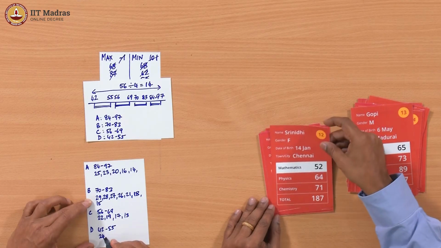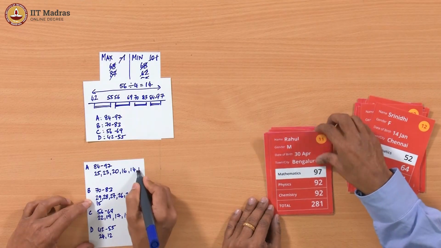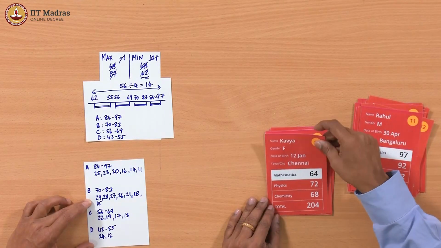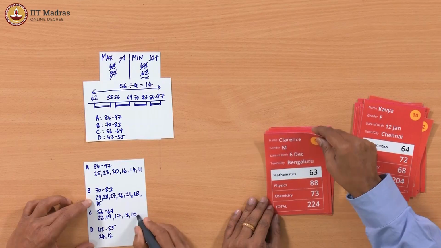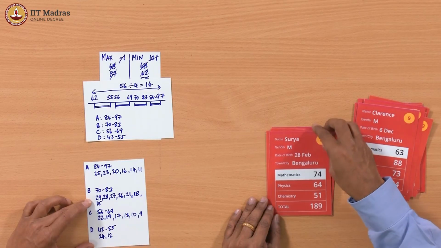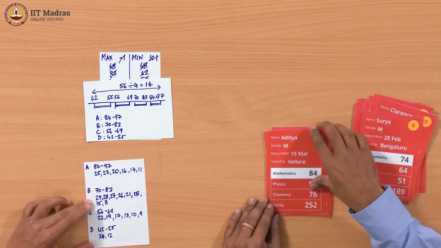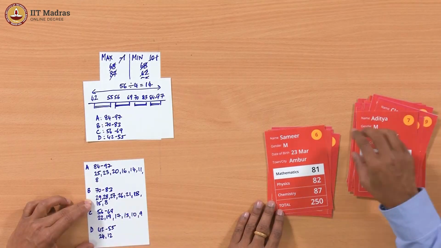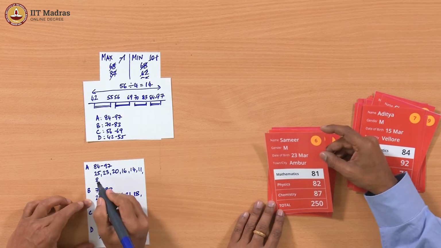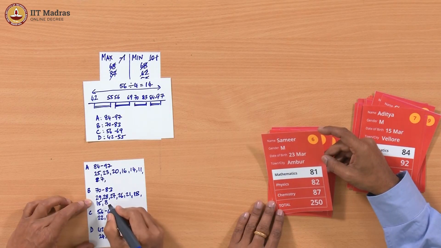52. 52 is a D, that's 12. 97 again. 97 is an A, that's 11. 64. 64 is a C. 63. 63 is again a C. 74. 74 is a B. 84. 84 narrowly, barely made it, borderline Aditya, to an A. Oh, sorry, that was 7. Yeah, that's 7. 81 is a B.